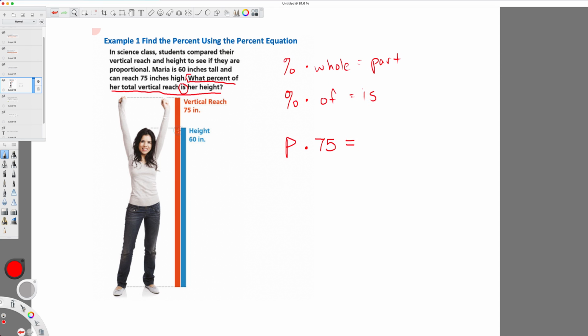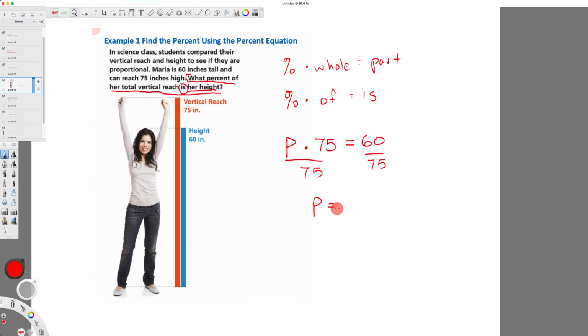And then either the part of it that we're trying to find, or whatever is right after the "is," which is her height. And her height is 60. So now we have P times 75 equals 60, and I can solve this just by dividing by this 75 to get P all by itself. So I'm going to divide by 75.